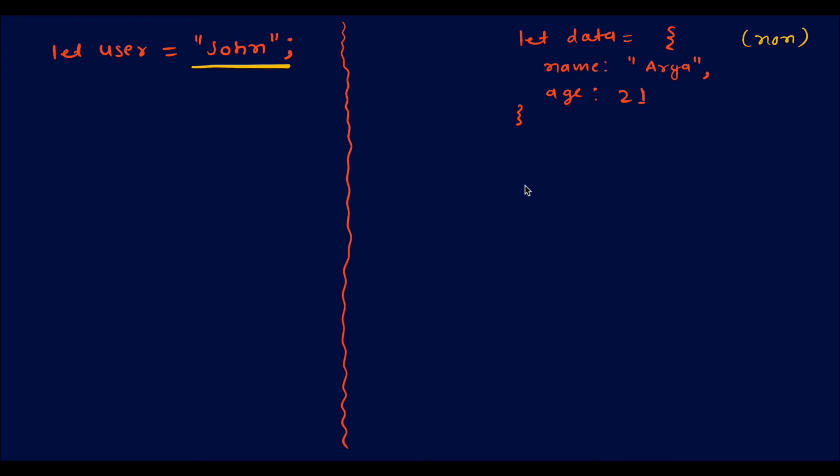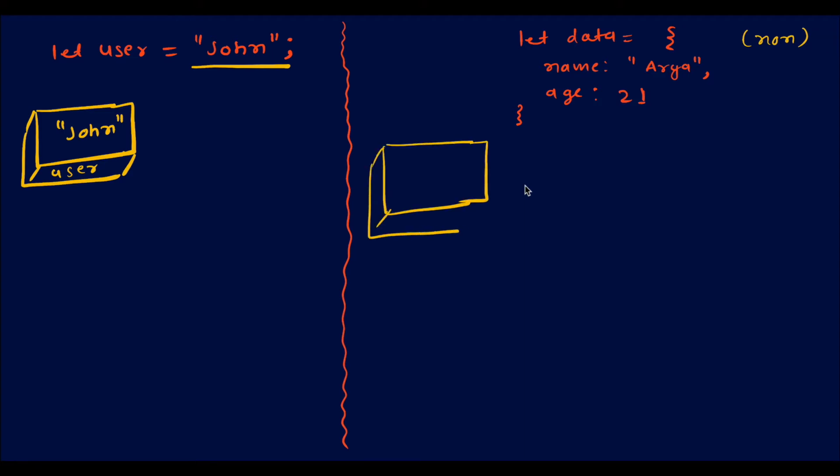So here what we'll do is, as soon as we say let user is equal to John, JavaScript creates a box for us. And the name of the box here is user. And the value inside this box is John. We'll do a similar thing here. We have a variable named data. So a box will be created and the name of the box will be data. This box has a value of an object. An object is a non-primitive data type.